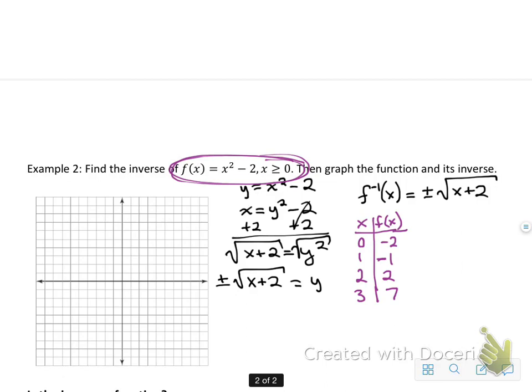So we plot those points. We go to 0, negative 2. We go to 1, negative 1. We go to 2, 2. And we go to 3, 7.